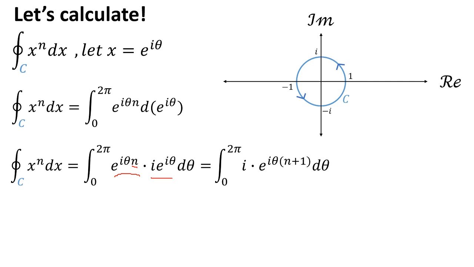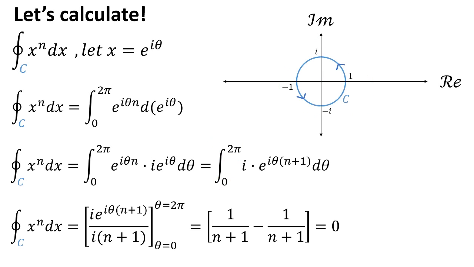Combining these exponentials, you'll just get e to the i theta, parentheses n plus 1, and then times a constant i d theta. And of course, since we're going around a circle starting at angle 0, and we're going around 2 pi radians, our integral is from 0 to 2 pi. So let's go to the next slide here.